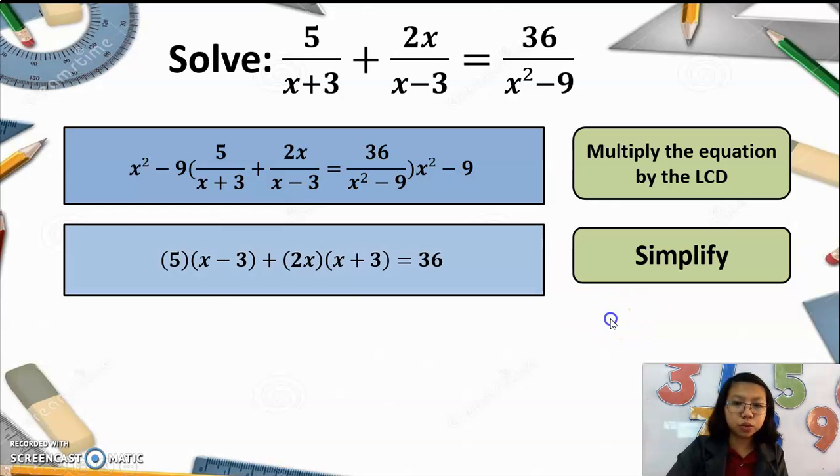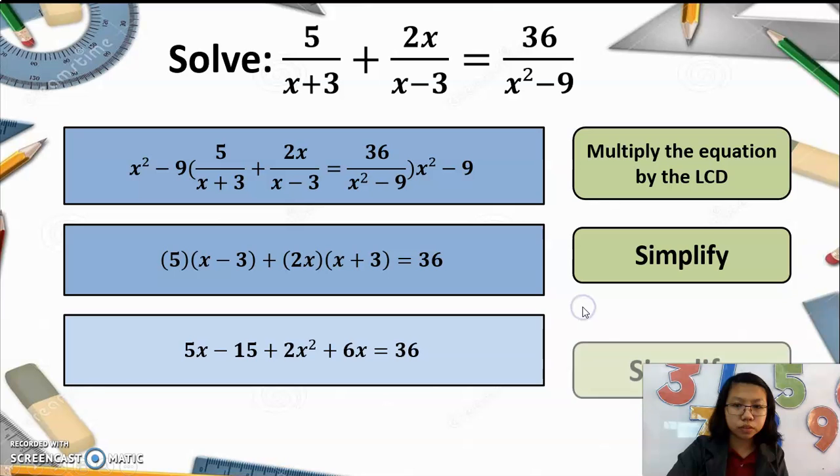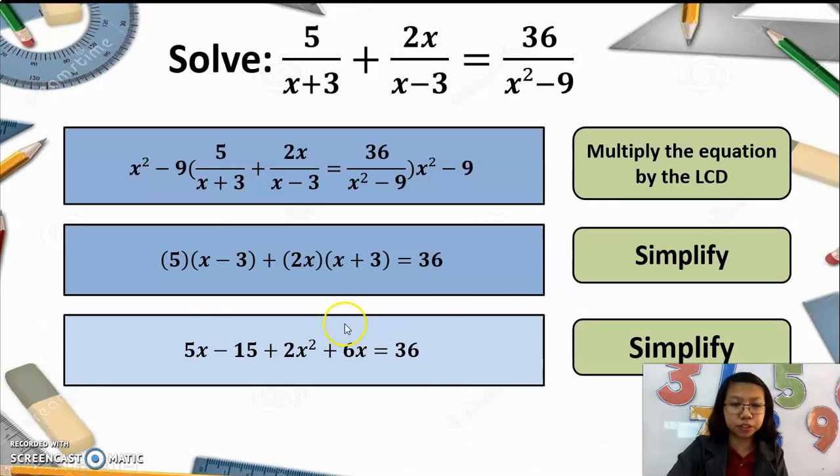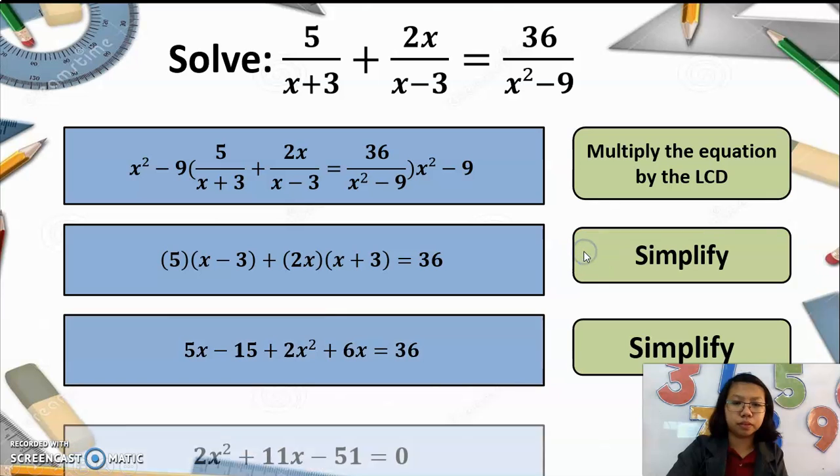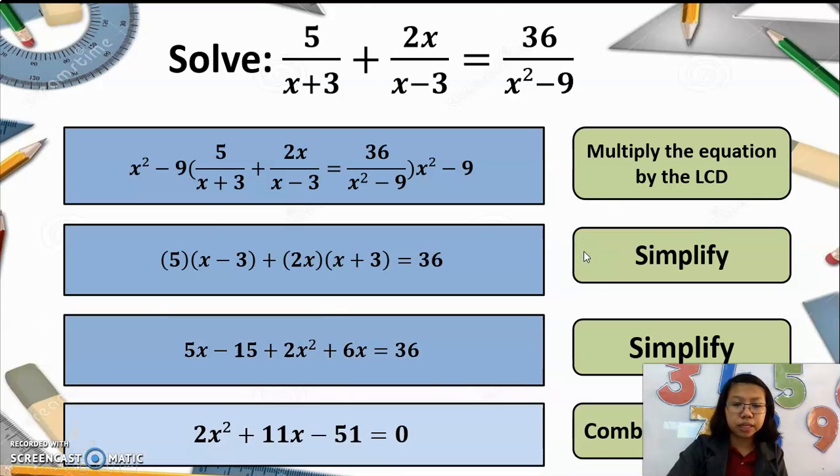Now, the next thing to do is to simplify it further. So it will be 5 times x, which is 5x. 5 times negative 3 will be negative 15, plus 2x times x will be 2x squared. And then 2x times 3 will be 6x, and then equals 36.